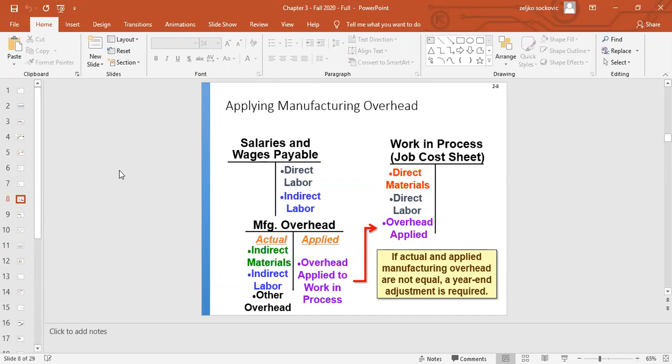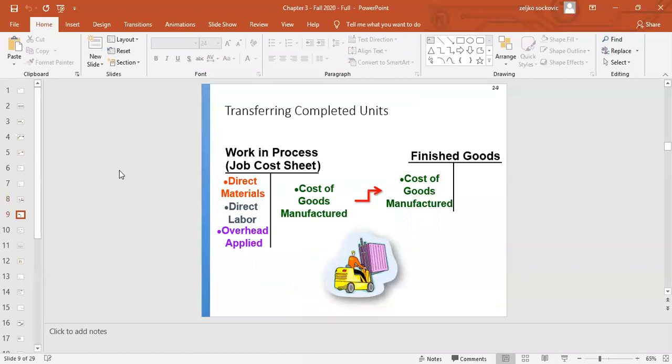And the reason applied overhead is going to work in process is because we estimated things and then we calculated POHR, and then we know actually how much time or usage or whatever activity we are using to make a product. So we are applying this to our product. And then at the end we will just compare these actual and applied totals to each other and see if it's over or under applied. Okay, so that's chapter 2.